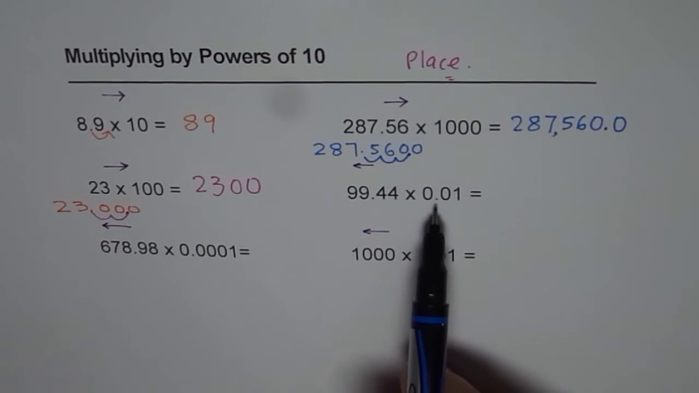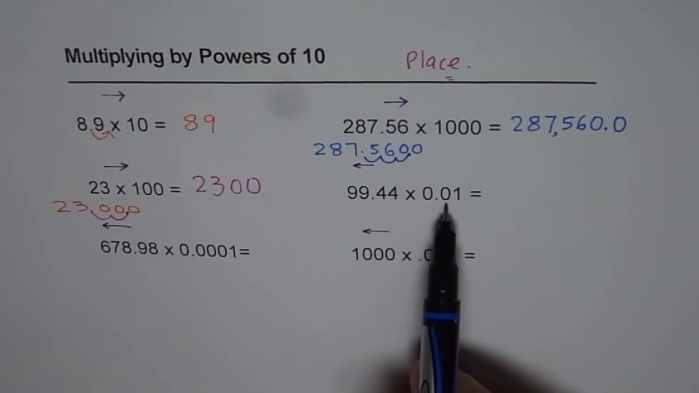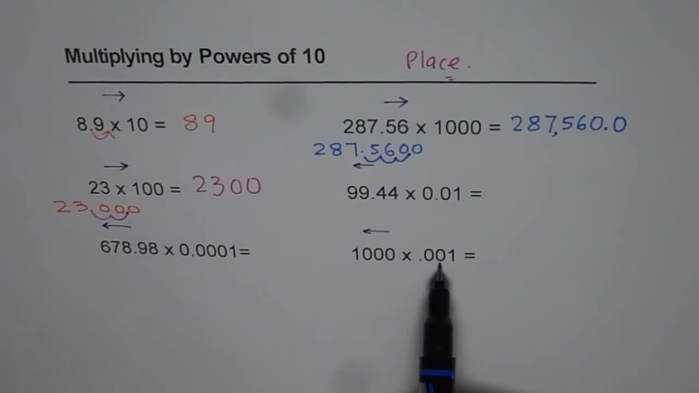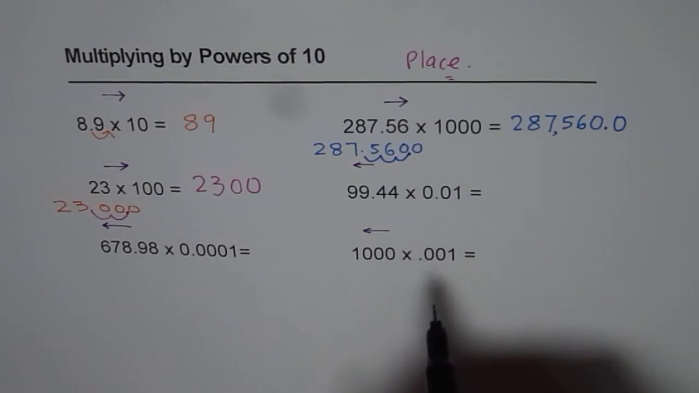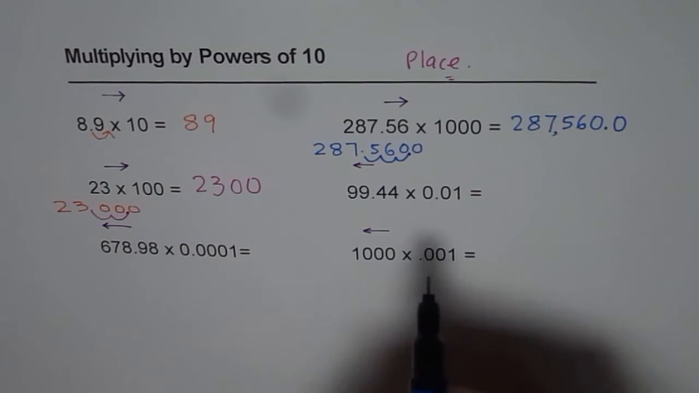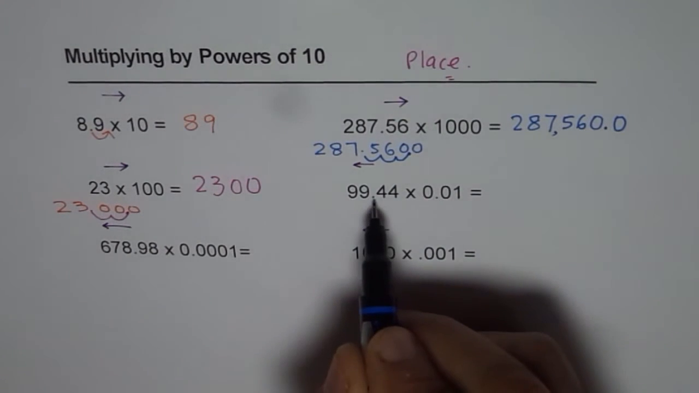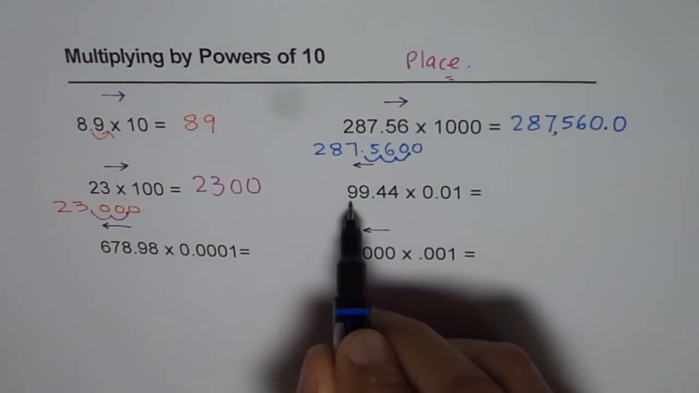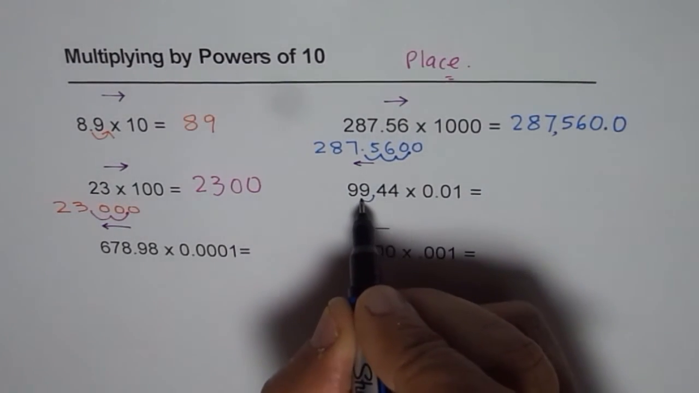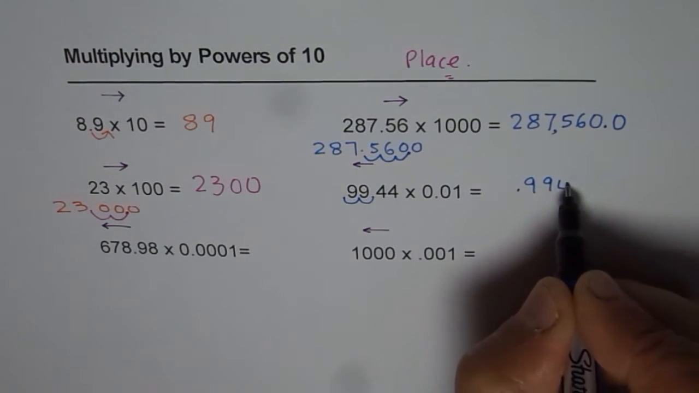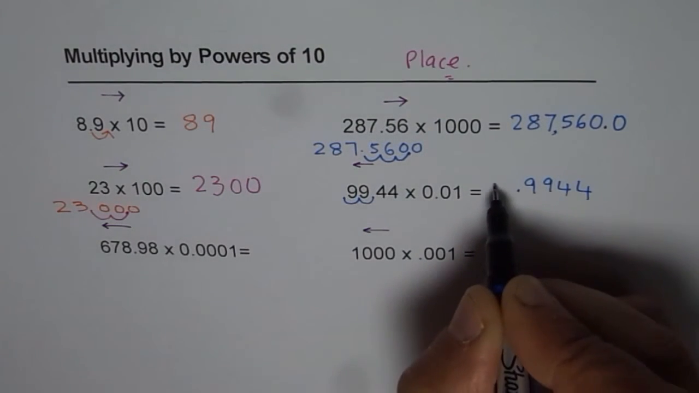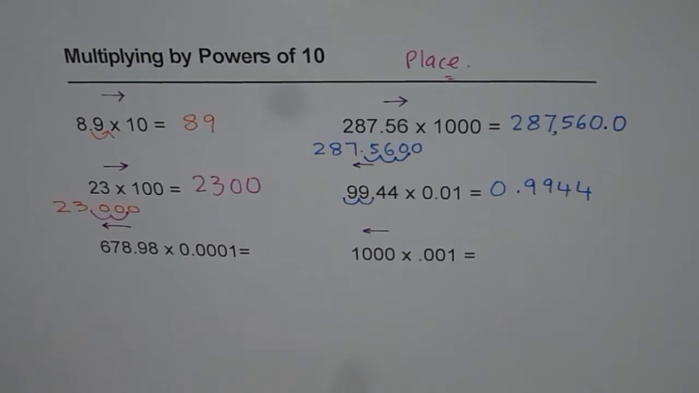In these three, we are multiplying by numbers less than 1. 0.01 is 100th. 0.001 is 1000th. This is the 100th place and this is the 1000th place. It really means the number decreases. You have to move the decimal left 2 places. So let's move it 2 places. It becomes 0.9944. It is good practice to write 0 before the decimal. Okay, so that is your answer.